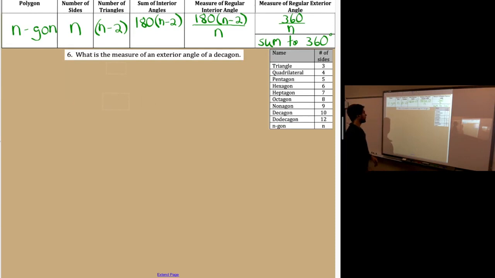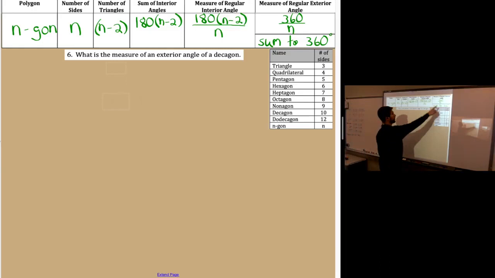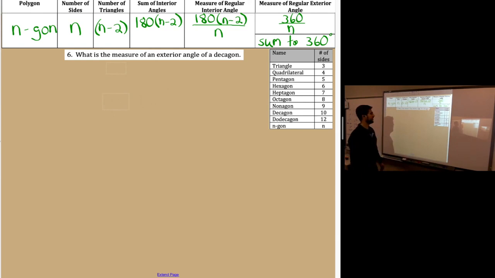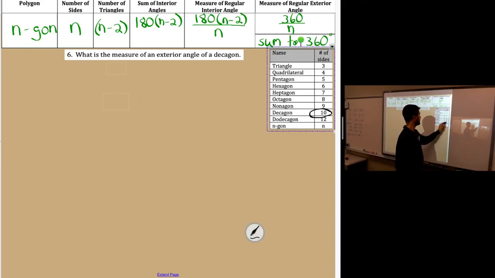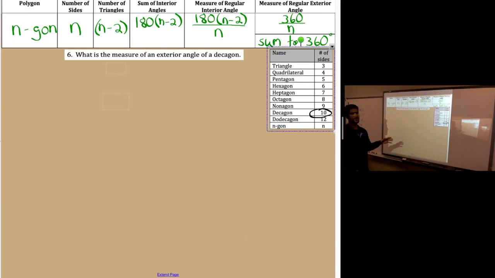Moving on, number 6 says, what is the measure of an exterior angle of a decagon? So measure of an exterior angle, use your chart. Your chart will help significantly in here. As long as you have this filled in, we'll be good. Measure of a regular exterior angle of a decagon. Well, how many sides does a decagon have? We see a decagon has 10 sides. So n is equal to 10. Therefore, 360 divided by n, 360 divided by 10, is 36 degrees. The measure of a regular exterior angle of a decagon is 36 degrees.